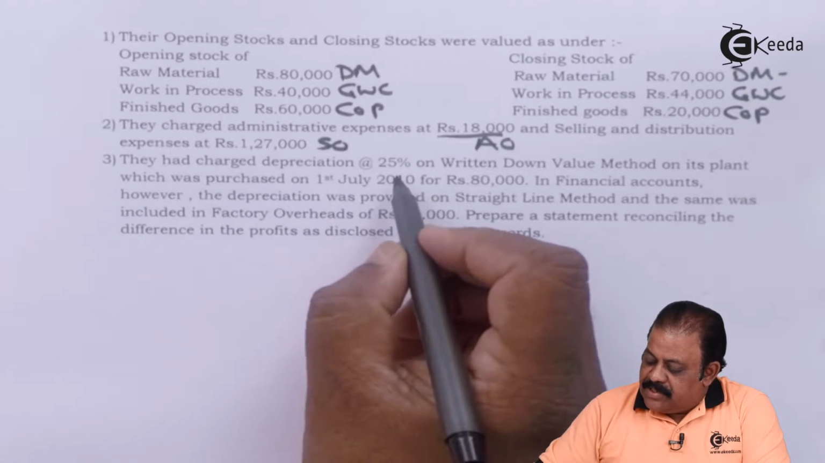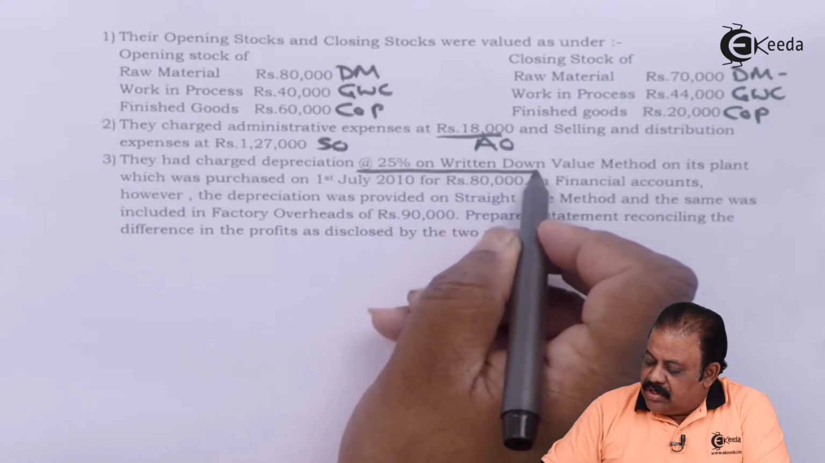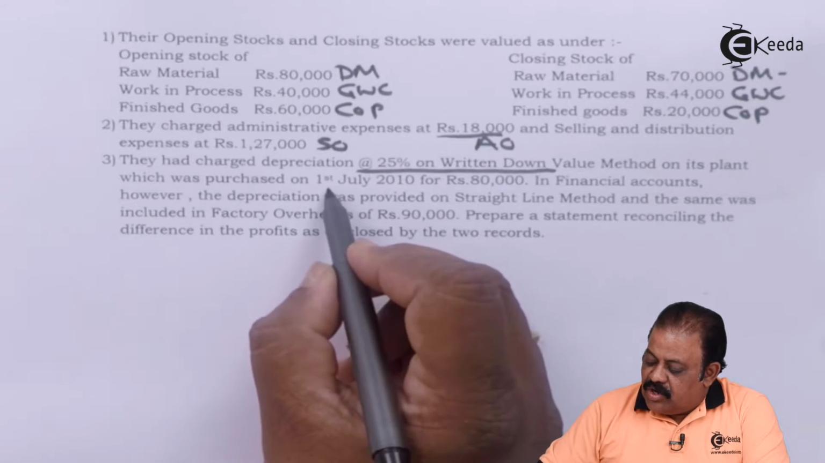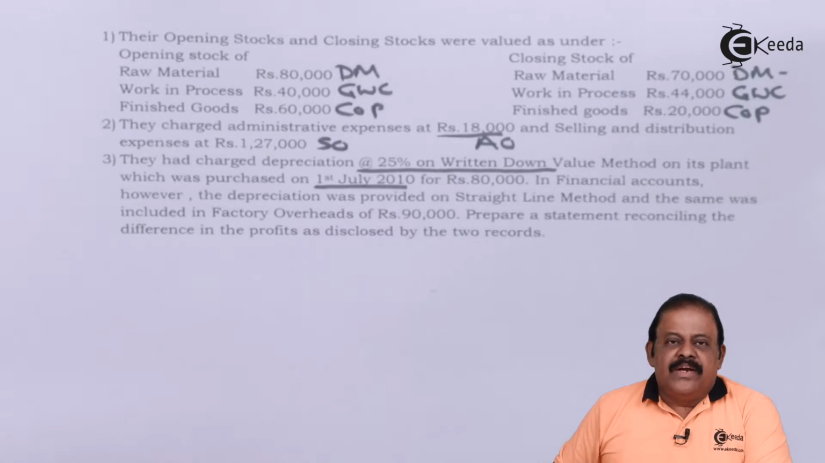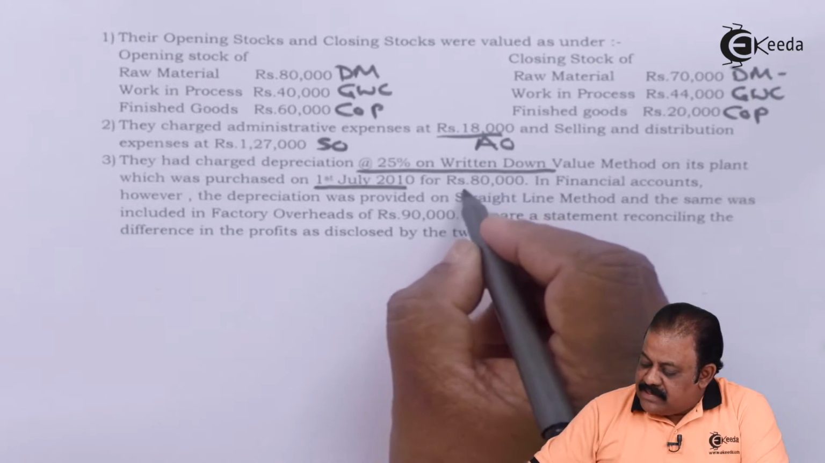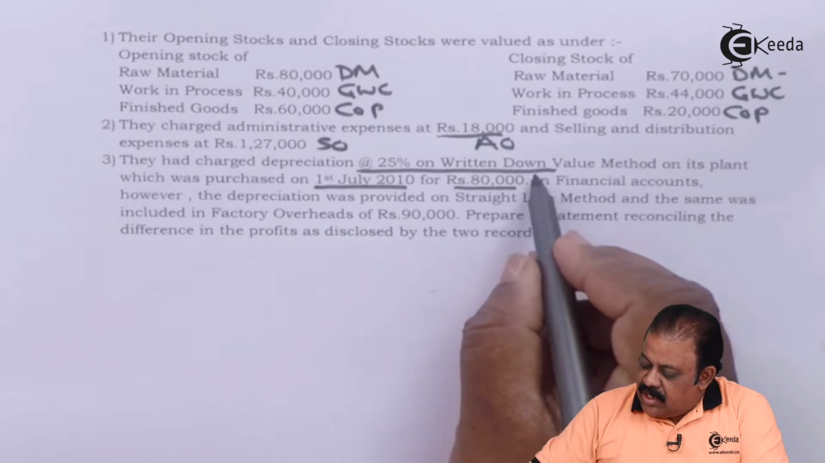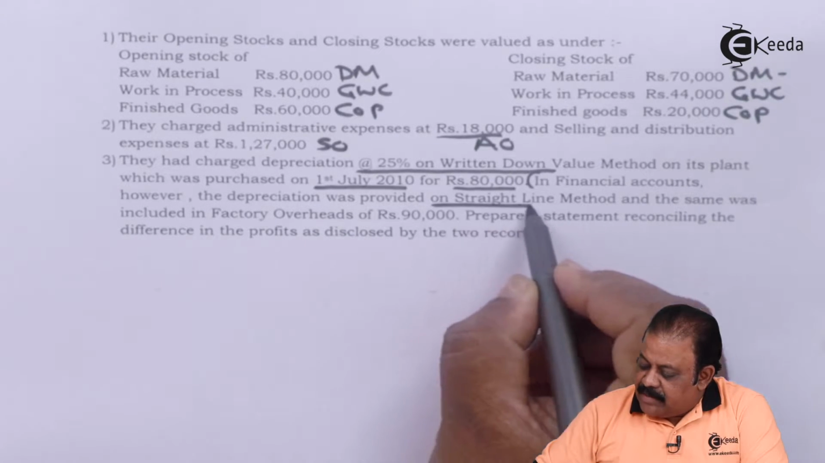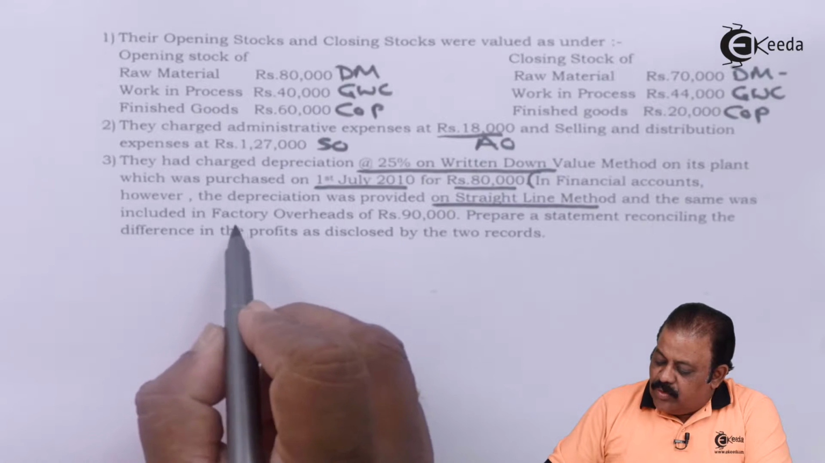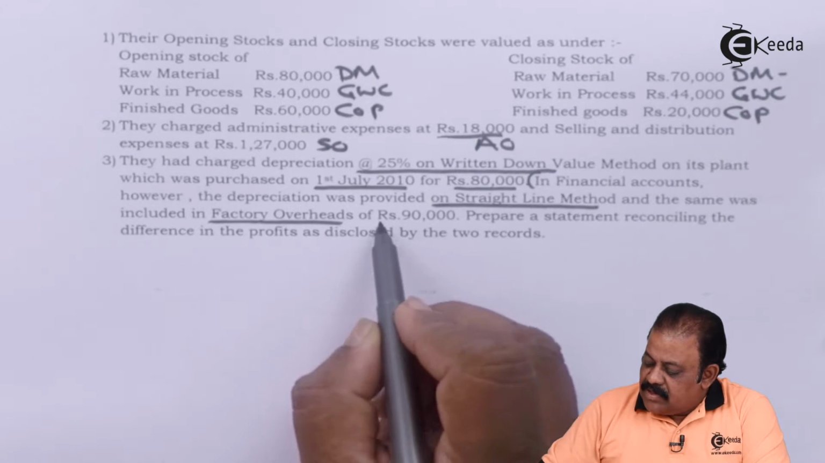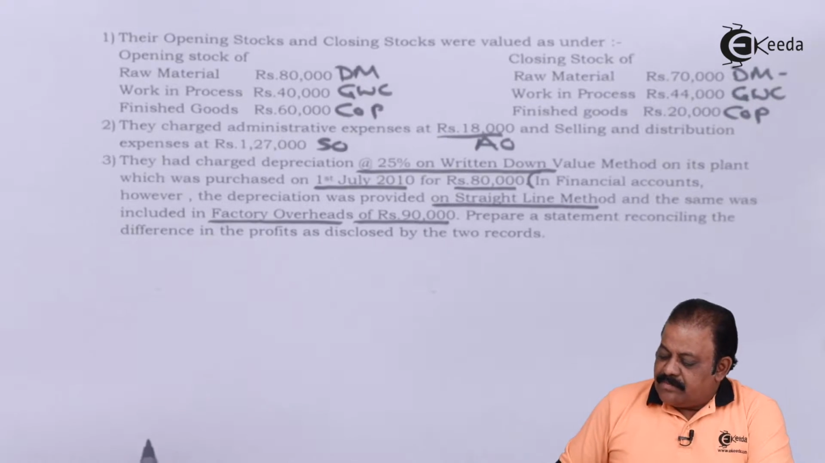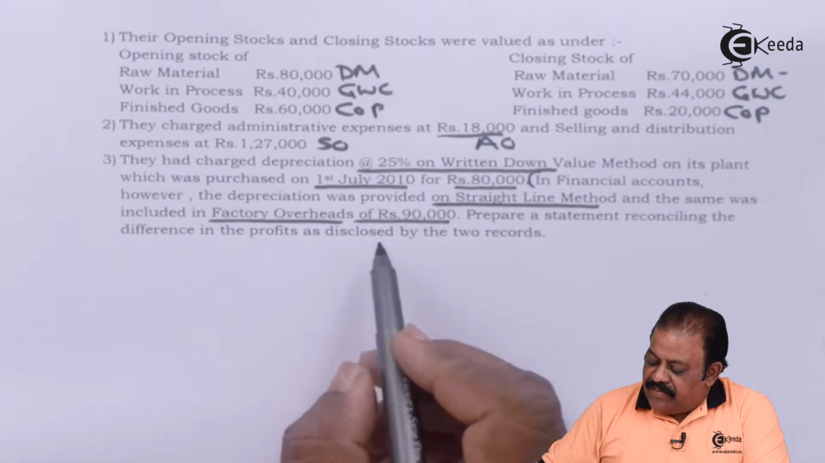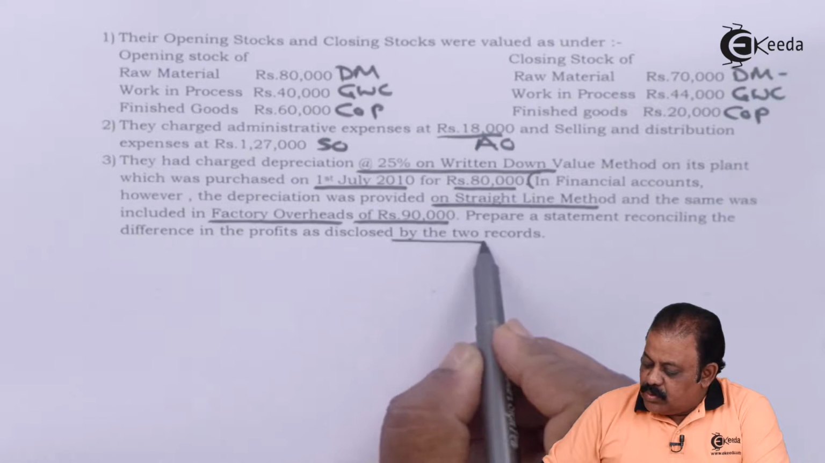They had charged depreciation at 25% on written down value method on its plant which was purchased on 1st July 2010 for rupees 80,000. In financial account, however, the depreciation was provided on straight line method and the same was included in factory overheads of rupees 90,000. Prepare statement reconciling the difference in profits as disclosed by two records.